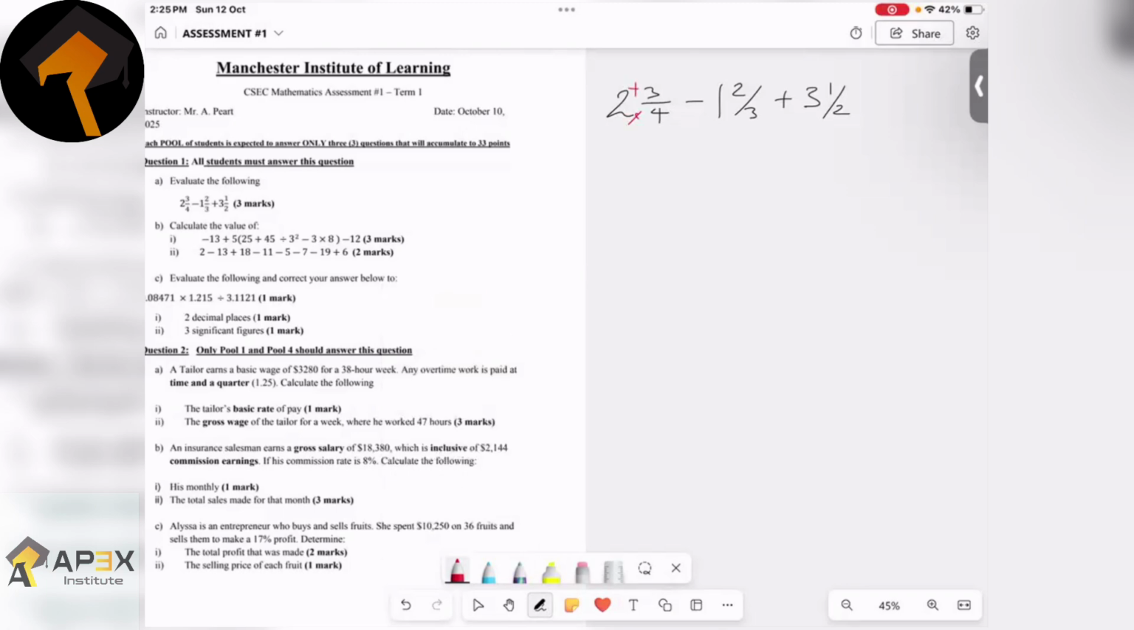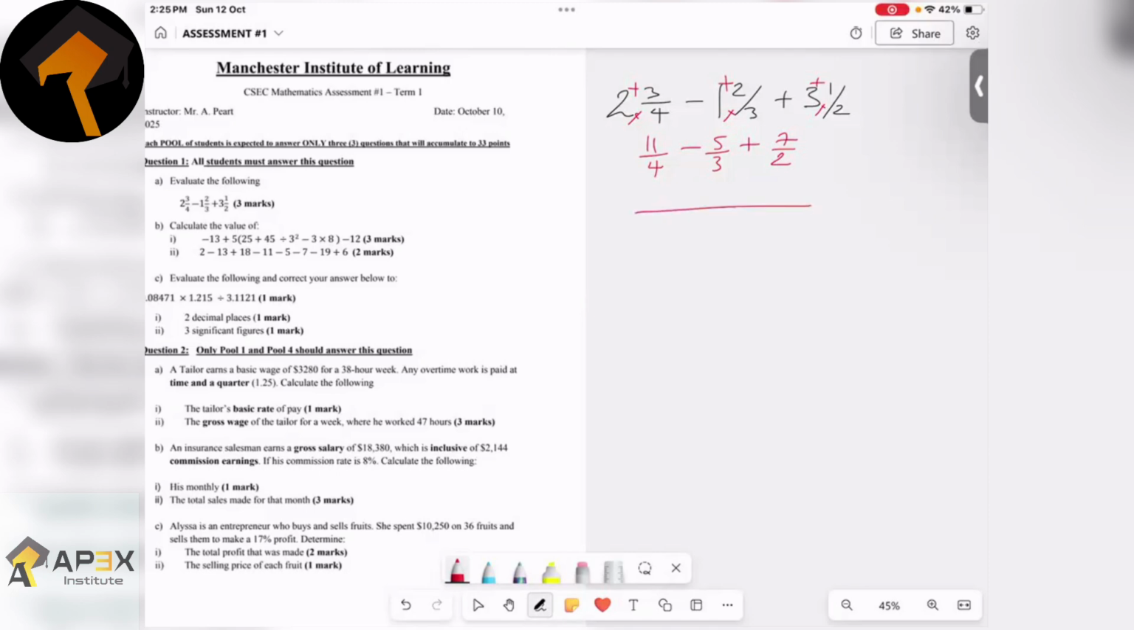So 4 times 2 is going to give us 8. 8 plus 3 is going to give us 11/4. Minus 3 times 1 is 3. Plus 2 is 5/3. Plus 2 3s is 6. Plus 1 is 7/2. All right. And then from here now, step 2 is to go ahead and find your LCM.